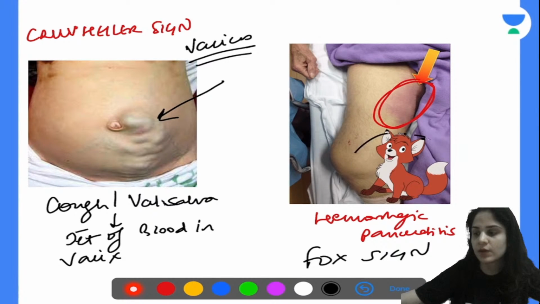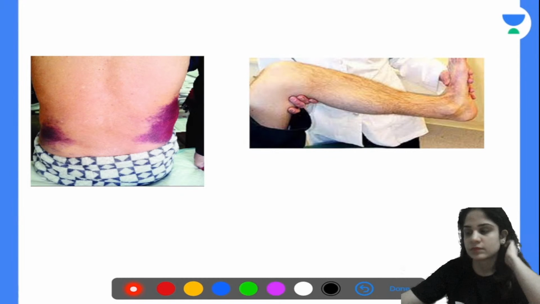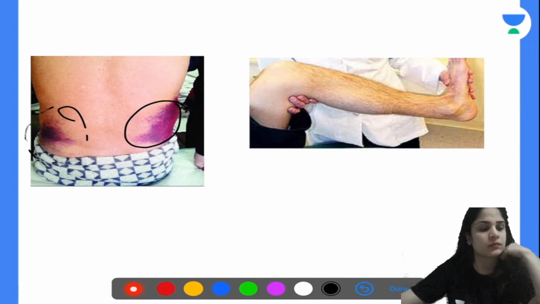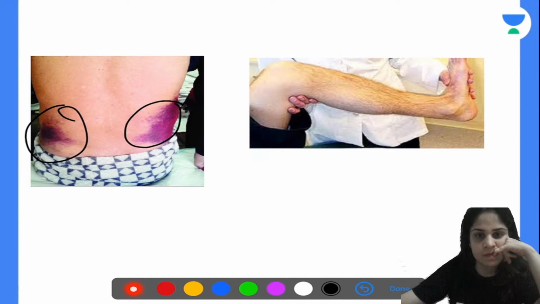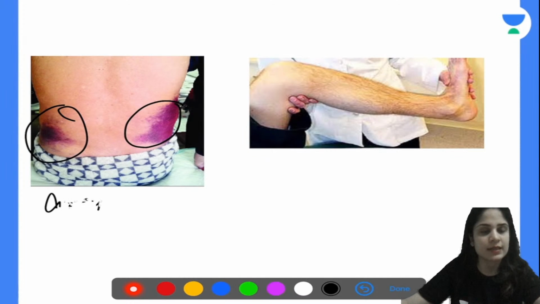All right. Now, if you have ecchymosis in the flanks, then what is the name over here? Ecchymosis in the flank is called Grey Turner sign. Correct? Again, this is also seen in acute hemorrhagic pancreatitis. So you see Cullen sign, you see Fox sign, and you see Grey Turner sign in that.